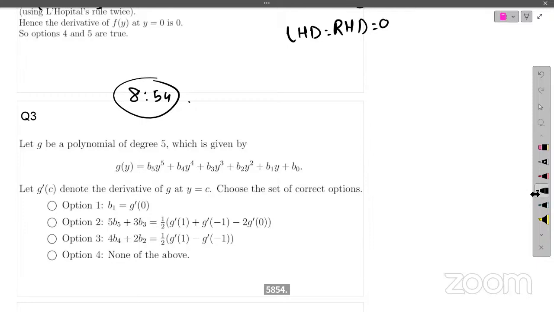This is quite easy, I think, as compared to the first one. I mean, the second. Yeah, it is easy, ma'am. Hello, ma'am.